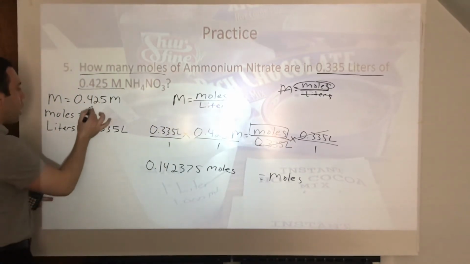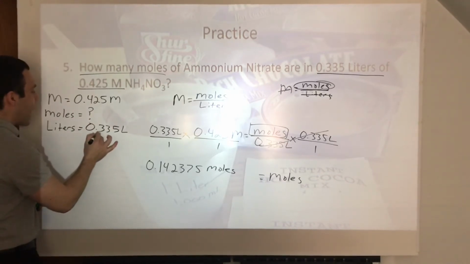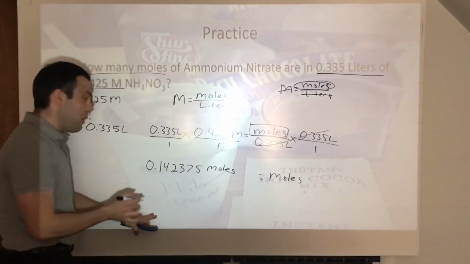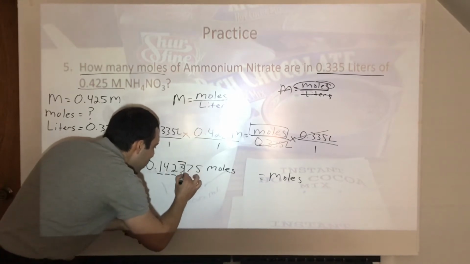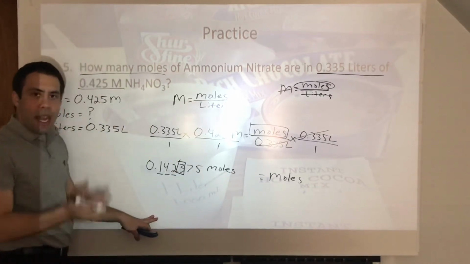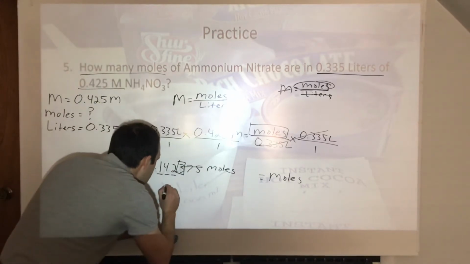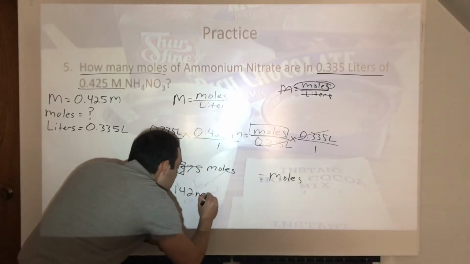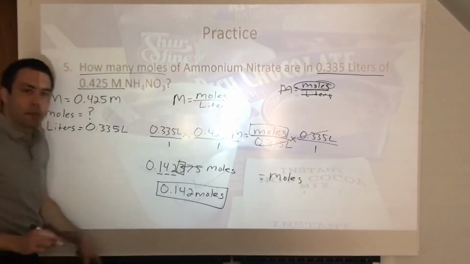We look at our original numbers. 0.425 has 3 significant figures, as does 0.335. So we round to 3 significant figures. Go to your first non-zero number, 1, 2, 3. The next number is a 3, that is below 5. So we round down. Our final answer is 0.142 moles. And we box off our final answer.